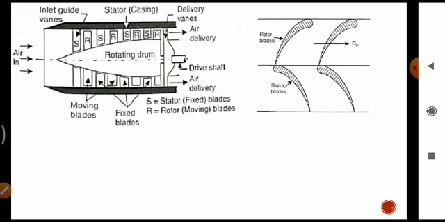And in the figure you can see that the area of flow is decreasing from inlet to exit as the diameter of the drum is increasing. In some other cases, the casing diameter is reduced. In this figure, the rotating drum diameter is increased. That's why we can reduce the airflow area from inlet to exit.